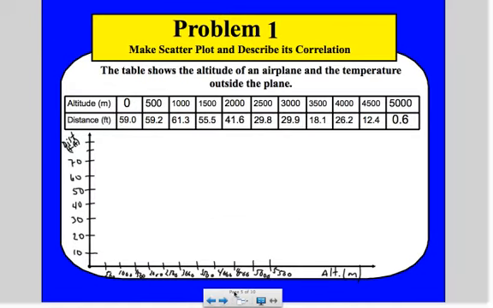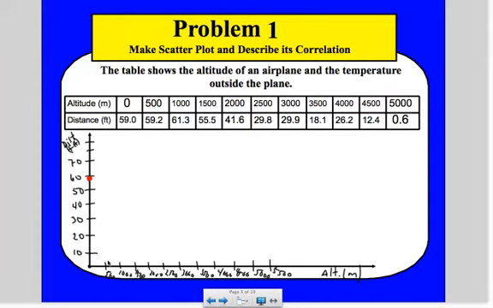Okay, so first we're going to look at making a scatter plot. The table shows the altitude of an airplane and the temperature outside the plane. So what we're going to do is plot this data. First we're going to start with 0 and 59, so we go up here at about 59. Again, you need to have graph paper for this because mine's not going to be very accurate.